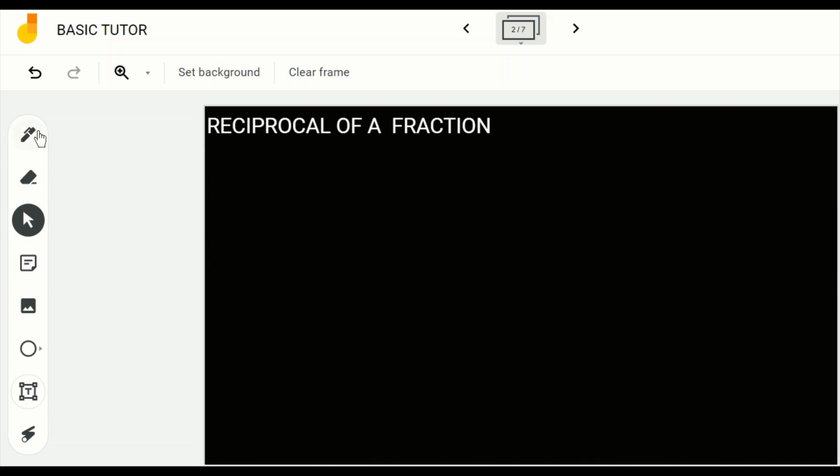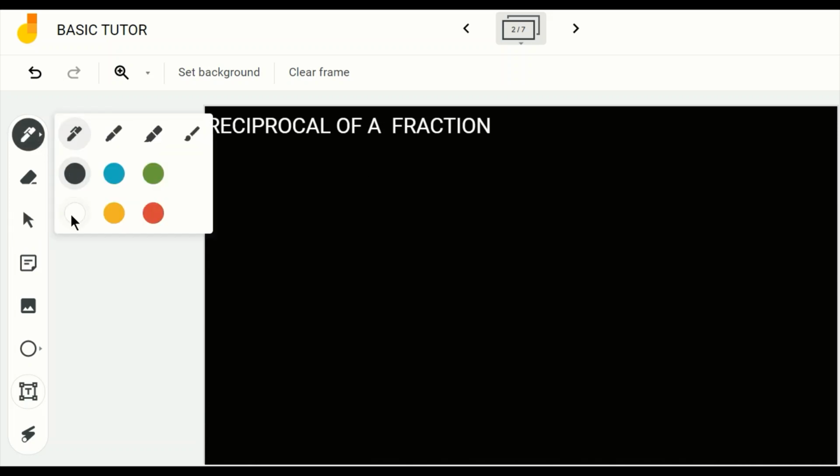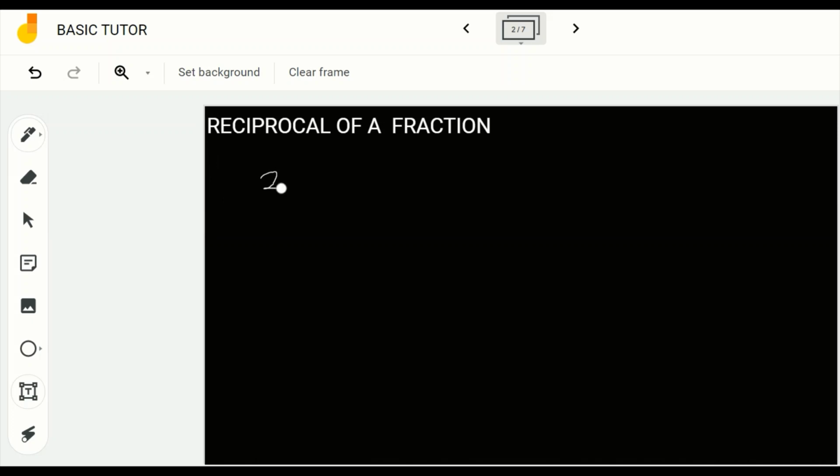For example, if I have 2 over 5, the reciprocal of this fraction is simply 5 over 2. As you can see, we just change the position of the numerator and the denominator. Again, if I have 3 over 7, the reciprocal of 3 over 7 is 7 over 3.